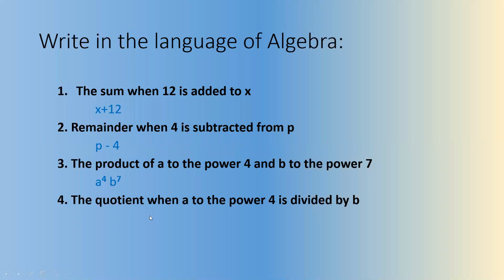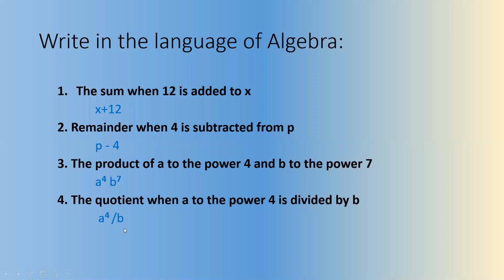Now here the quotient when a to the power 4 is divided by b. So here you can see that divided is written over there. That means it is the question for division. So a power 4 divided by b. Yeah, a power 4 over b.